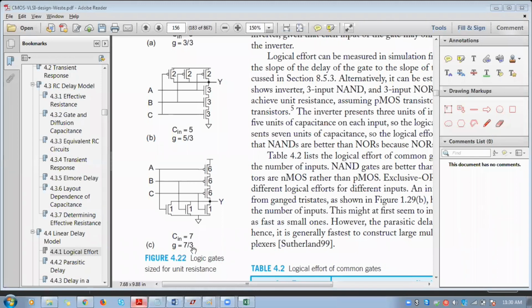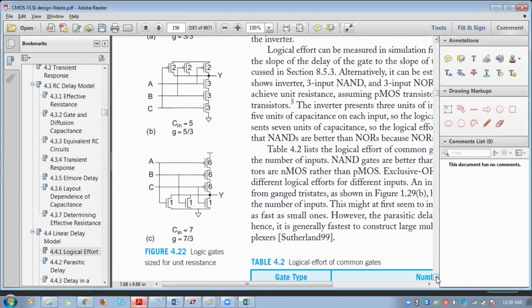If you compare all these, 7 by 3, 9 by 3, 11 by 3, for 3 input it is 7. So 2n plus 1 is the formula for the numerator. For 4 input, 8 plus 1, 9, so 2 into 4 plus 1. For 5 input, it is 10 plus 1, 11, right? So 2 into 5 plus 1. The general numerator expression is 2n plus 1, divided by 3, which is the logical effort. That is the general expression to calculate for NOR, and they have compared that in this table.